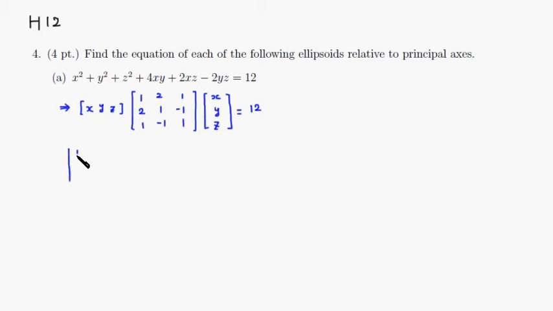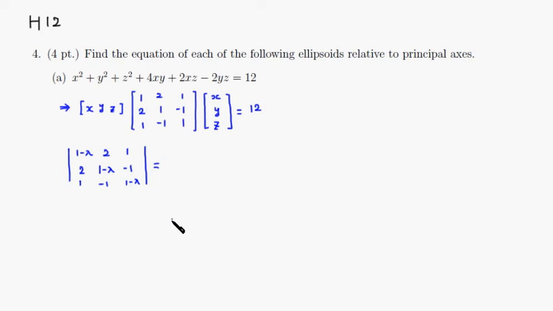So we put 1 minus lambda, 2, 1. And you have a 2, then 1 minus lambda again, and a -1. Right? 1, -1, and you have a 1 minus lambda. We want this determinant to be 0.